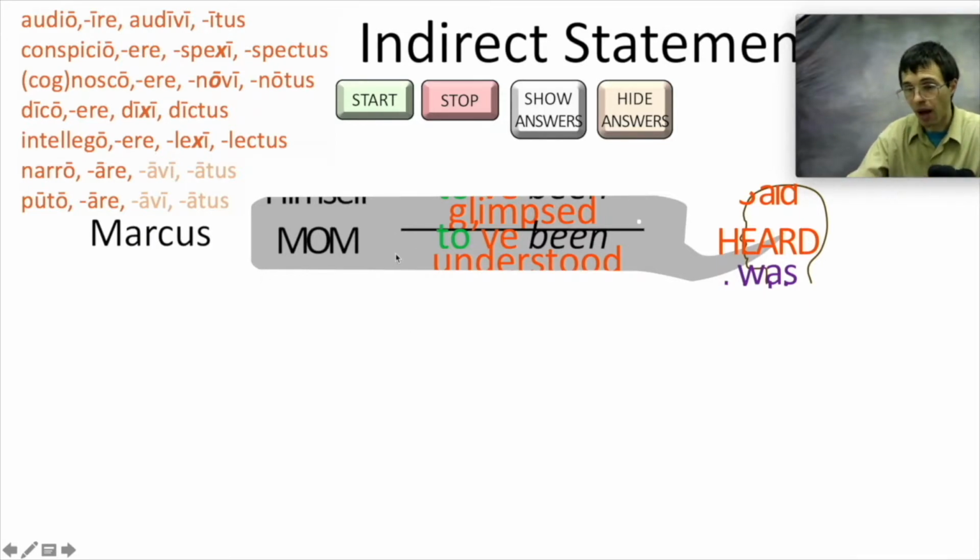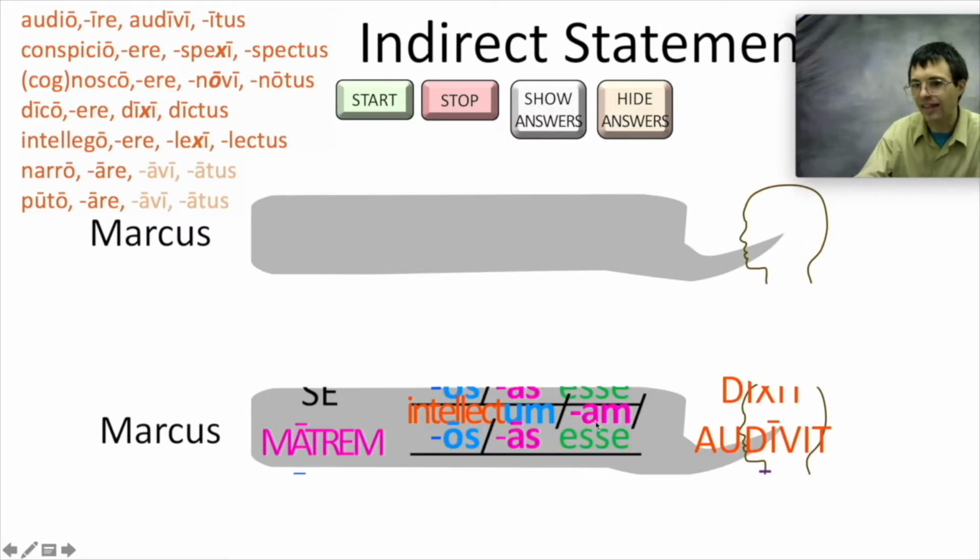Marcus' mom to have been understood heard. Okay, well, matrim is mom. Notice I put it into the accusative because it's an indirect statement where you've got an accusative subject and then we need an infinitive for to have been understood. Well, the been makes it passive voice and the apostrophe VE makes it past tense. So it's going to be that top left corner again. So intellectus. Whoa, don't say that. Don't say matrim intellectus esse. What's it got to be?